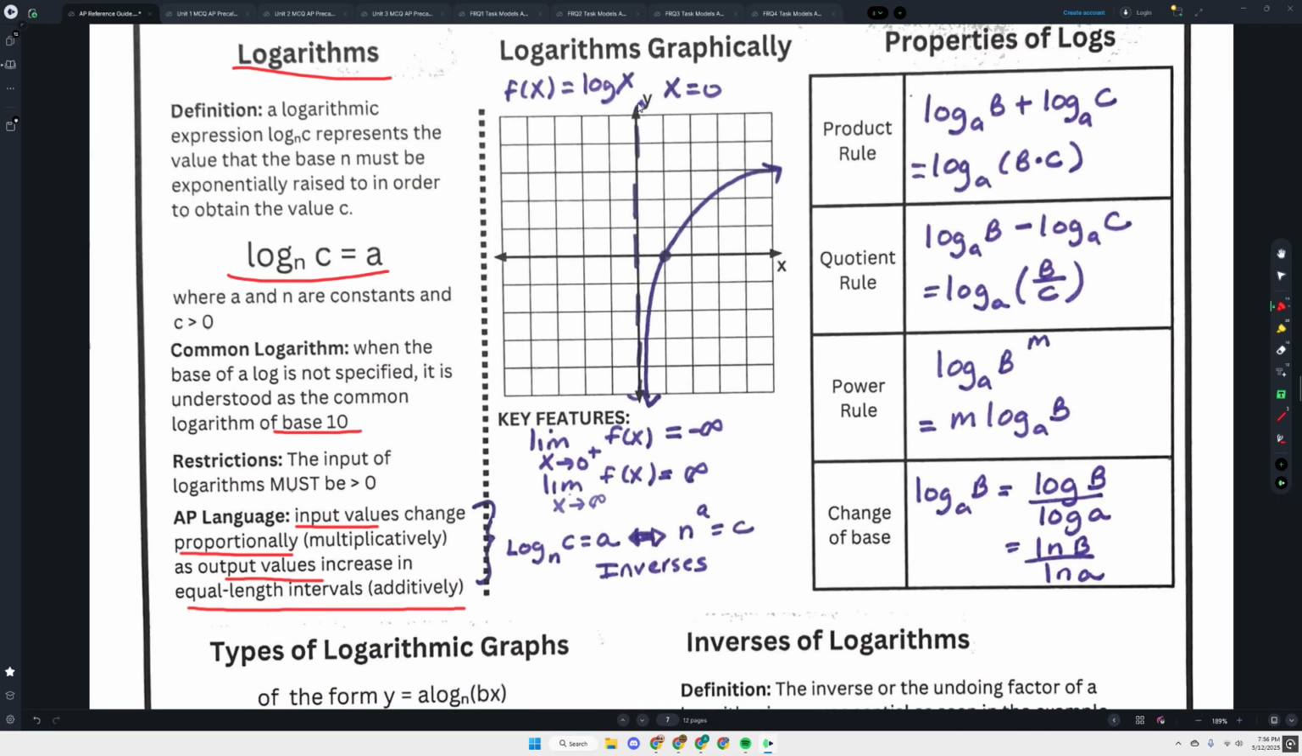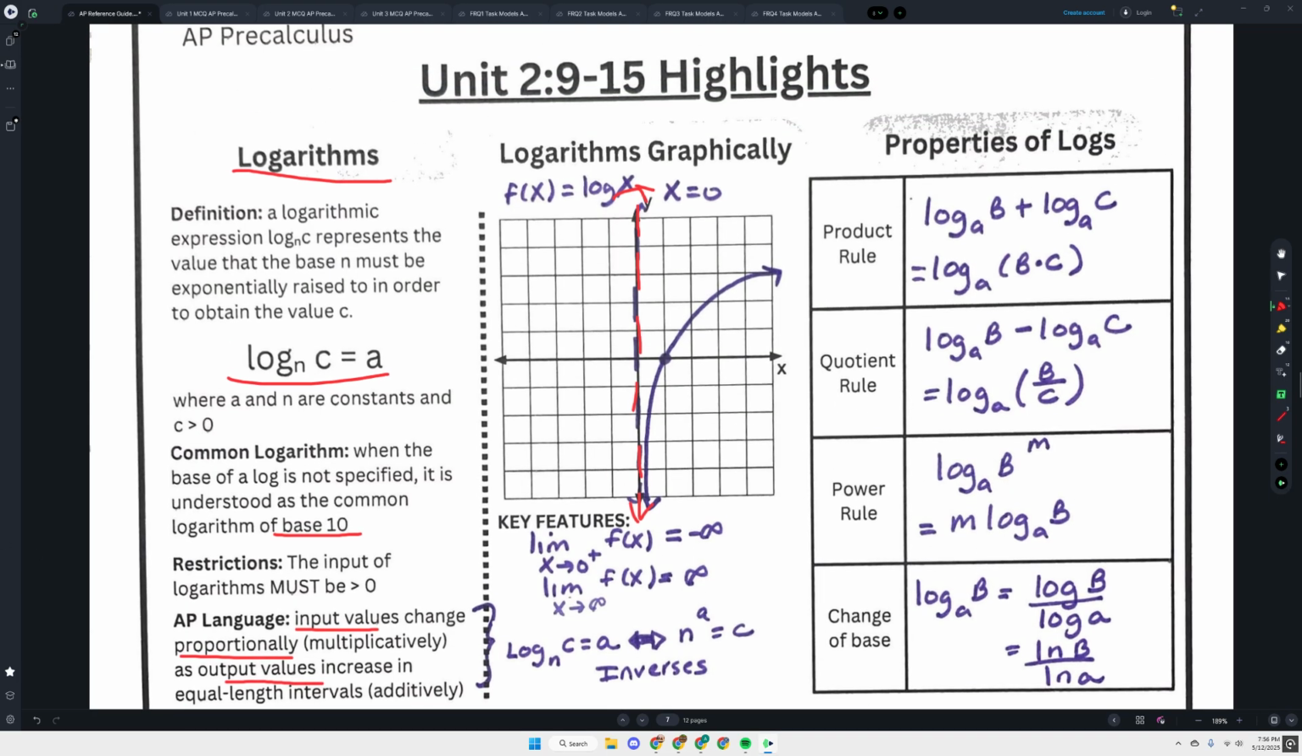Some key features. It has a vertical asymptote, and the base function has it at 0. And there's a few properties that we need to know. You can't talk about the horizontal line test. You have to talk about how there's no repeat y values or x values.